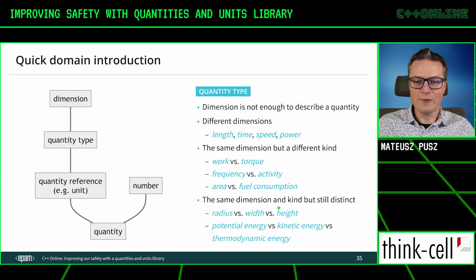The same dimension and kind, but still distinct. Like radius, width, height are totally different quantities of length, and we should not be able to mix them as well, if possible. Or potential energy, kinetic energy, thermodynamic energy, also different, right? You don't want to be able to mix them easily in your project as well.